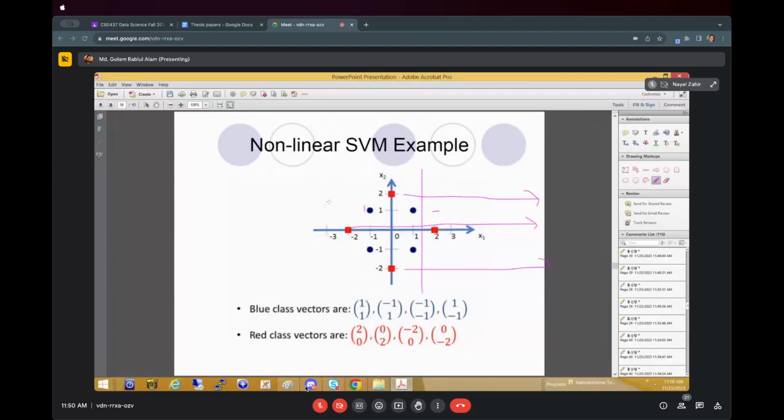I think we can think about it like this, because here the red class vectors are given, and we can see that for this point the x is actually 0. Okay, for this point x is 0, and for that point the x is 0. So can we write a function like this? If x equals 0, then what can we do?